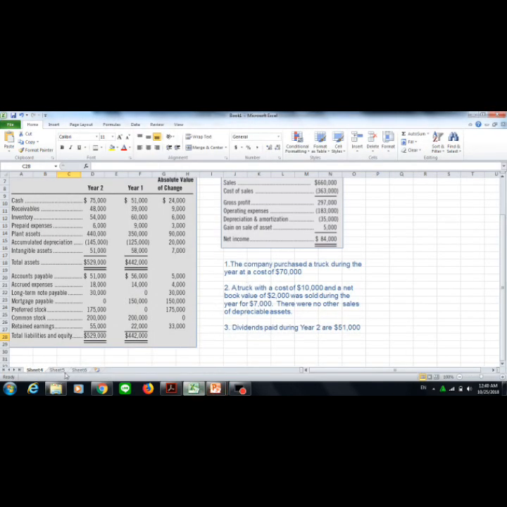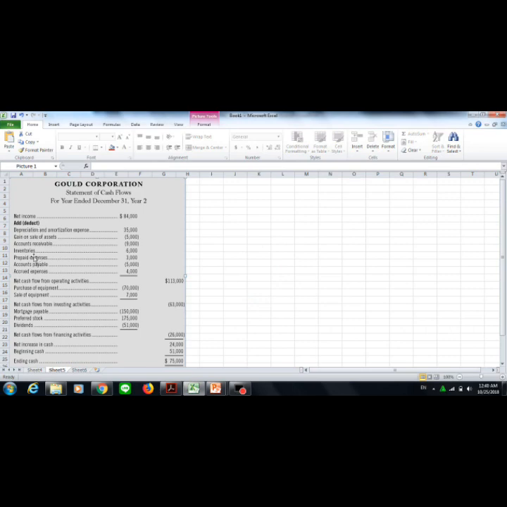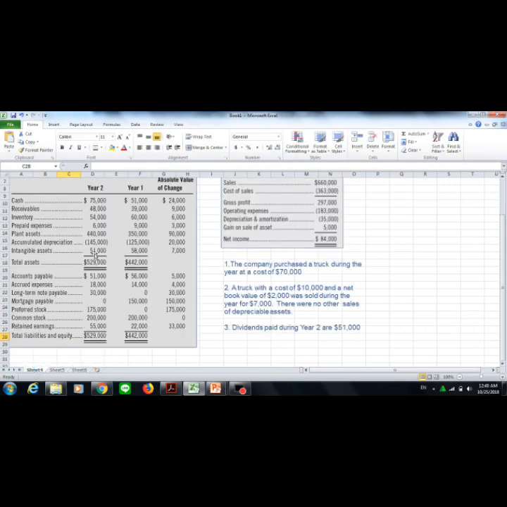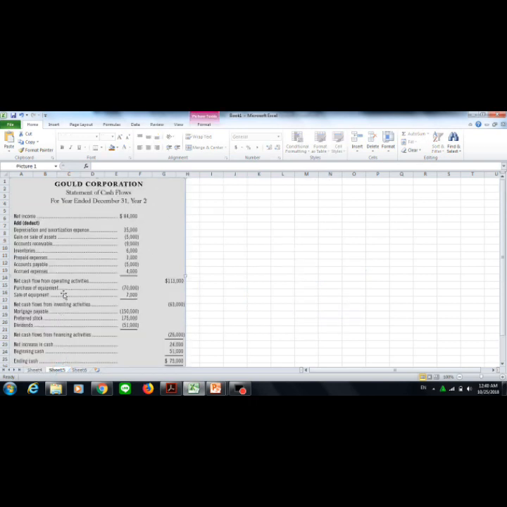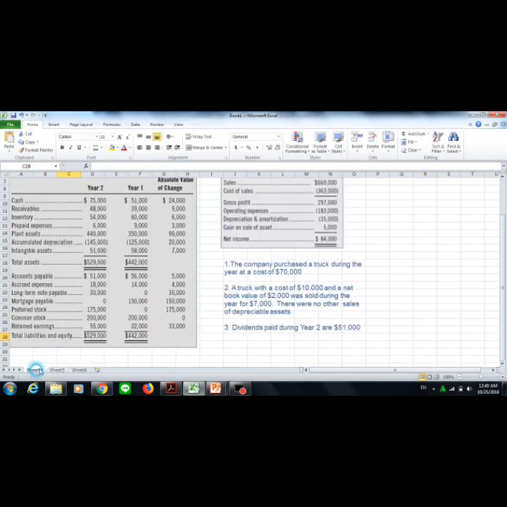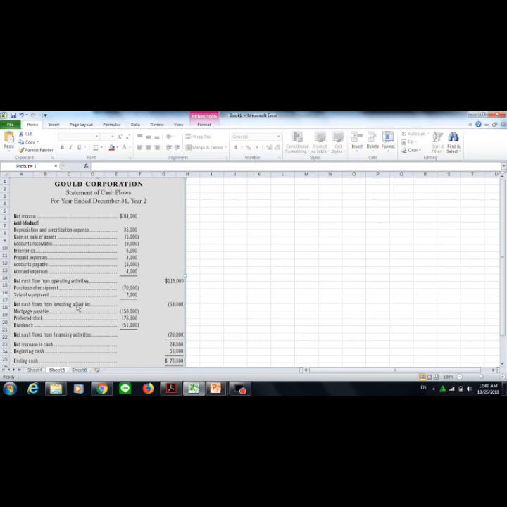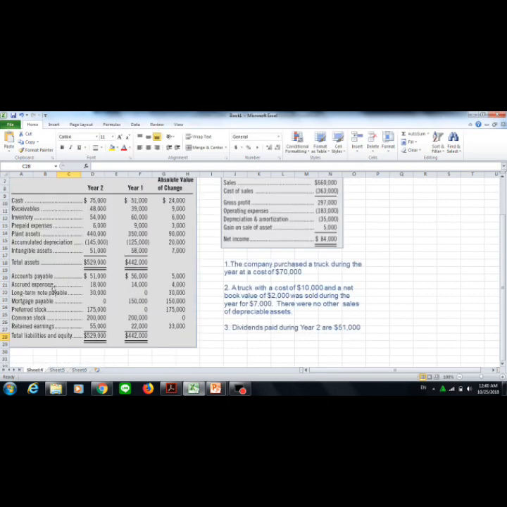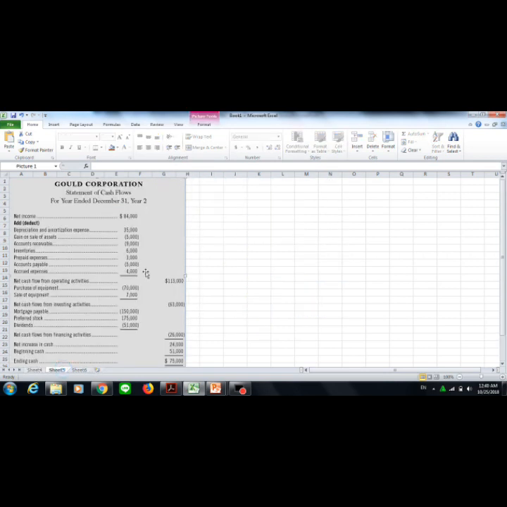So we are back. Here, inventory 6,000. From here, the changes. Prepaid expense 3,000 from here. Account payable, accrued expense is from here. Okay. So we have net cash flow from operating activities. It's a total from this.